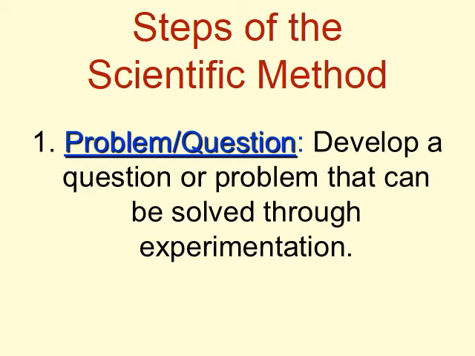So problem, question. You're either going to state a problem or design a question. That's the first step. And like we said, really the first step is observation. In fact, some textbooks will say the first step to the scientific method is observation, but most say that it's stating the problem or asking a question. But you can't ask a question if you don't notice something that happens naturally first, a natural occurrence. So develop a question or problem that can be solved through experimentation. And that's key also: it has to be something that can be solved through experimentation.